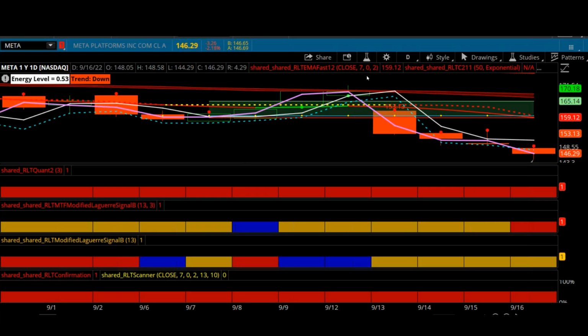This was a Meta trade. This was a daily chart in Meta. We took this short as it broke down on a dynamic compression, went from blue to yellow. Take it short, ride it down. This was an overnight trade.